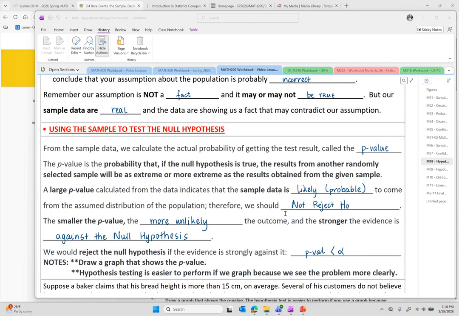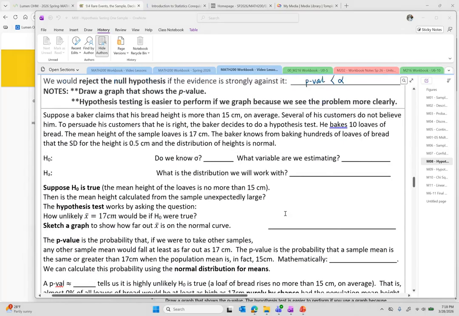We want to make sure that we always draw a graph that shows the p-value. The p-value is the probability of having an outcome as extreme or more extreme than your sample. More extreme means towards the tails of the distribution. A hypothesis test is easier to perform if you graph it and see the problem clearly. You want to see where your sample is located in the distribution of the theoretical population, which is your null hypothesis. So let's try to do a couple of examples here.